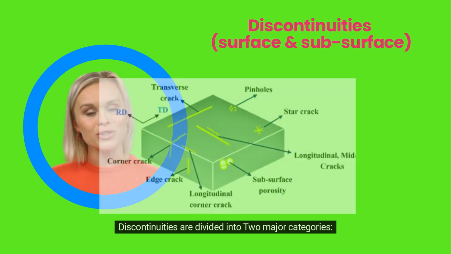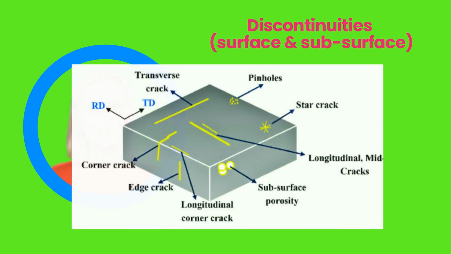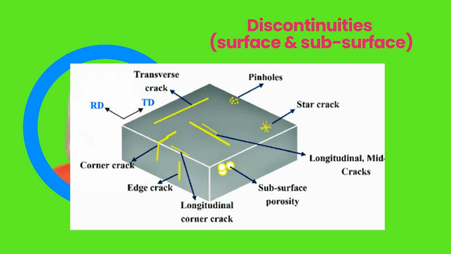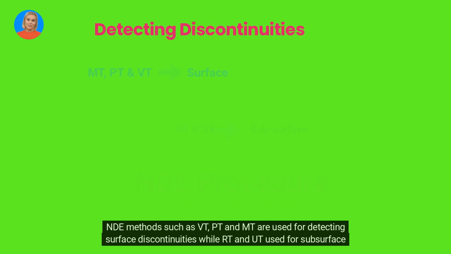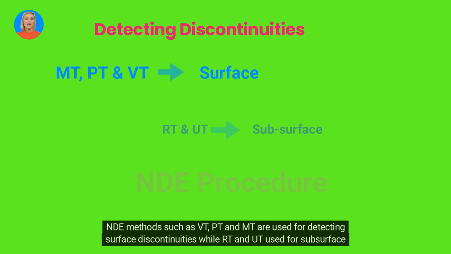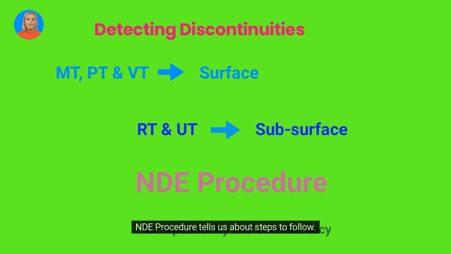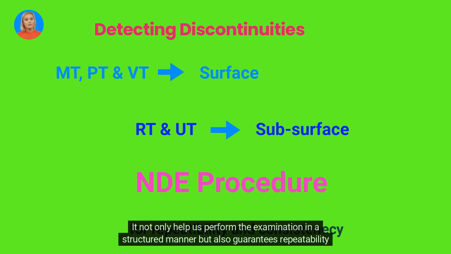Discontinuities are divided into two major categories: surface discontinuities and subsurface or volumetric, internal discontinuities. NDE methods such as VT, PT, and MT are used for detecting surface discontinuities, while RT and UT are used for subsurface or volumetric discontinuities. NDE procedure tells us about steps to follow. It not only helps us perform the examination in a structured manner but also guarantees repeatability and consistency.